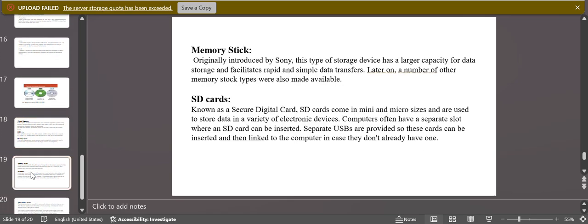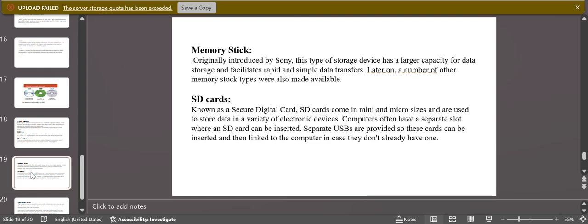And memory sticks and SD cards. Originally introduced by Sony, this type of storage device has a larger capacity for data storage and facilitated rapid and simple data transfer. Later on, a number of other memory stick types were also made available.